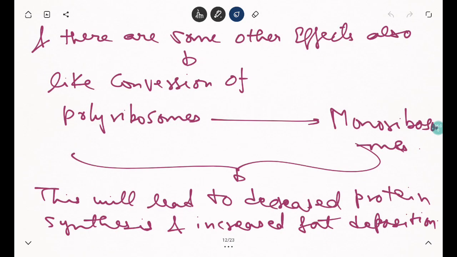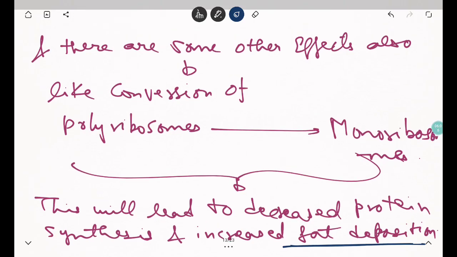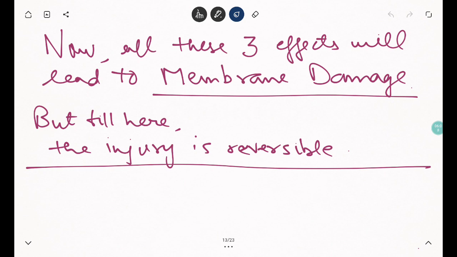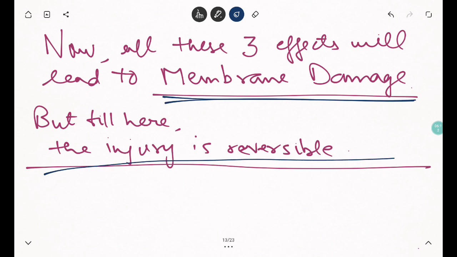Then there are some other effects also, like conversion of polyribosome into monoribosome, and this will lead to decreased protein synthesis and increased fat deposition. Now all these three effects will lead to membrane damage, but till here the injury is reversible. It can easily reverse when the irritant or the stimulus is removed.